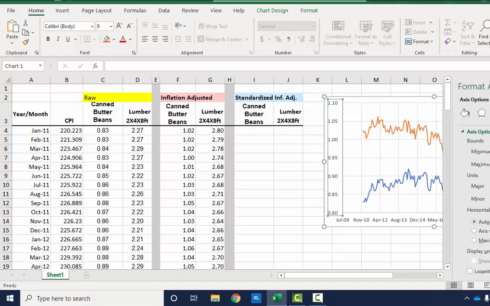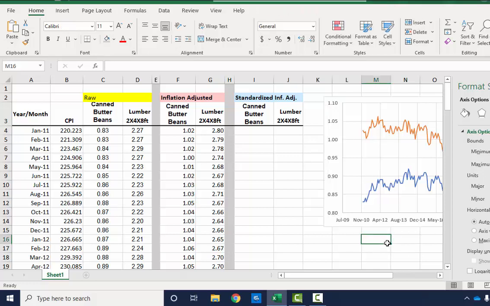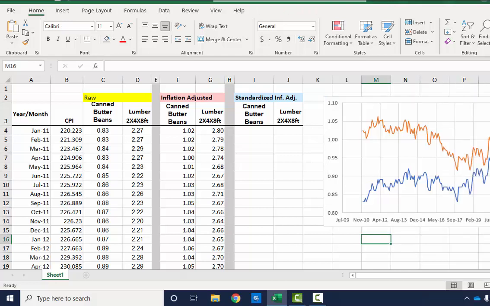Well, I thought I was done. What happened? Here we go. Let's try again. 0.8. I don't know. Well, there we are. Let me get this out of the way. Now it's this very same graph, it's just that it's accelerated this vertical distance. So now you can tell pretty clearly this is the raw price of a can of butter beans, and this is the inflation adjusted price.